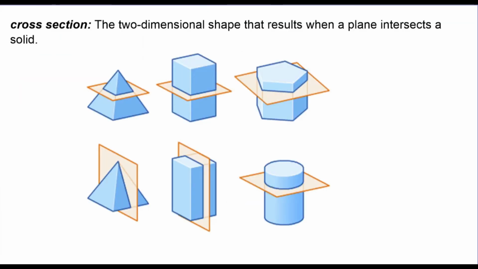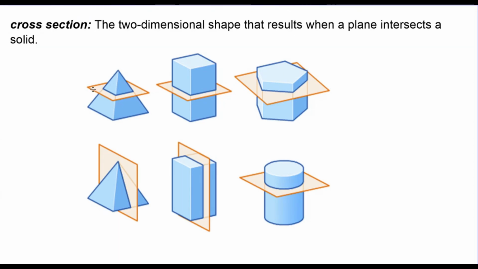And then finally, we want to talk about this concept of a cross section. A cross section is when we take a solid and we slice it, and then the resulting two-dimensional shape is called a cross section. Now I'm going to attach another video to this lesson that explains cross sections a little bit better than I can visualize them, so we'll go into more of that in the video that I'll attach.